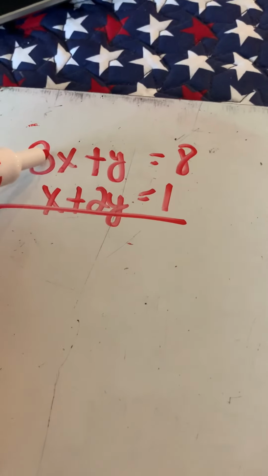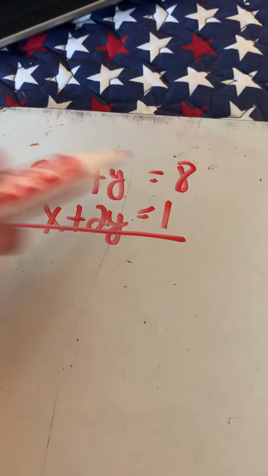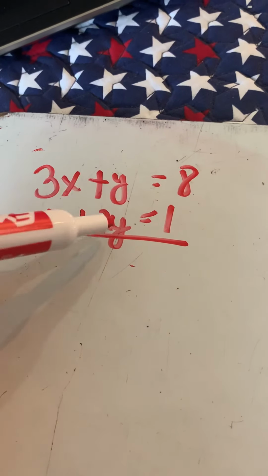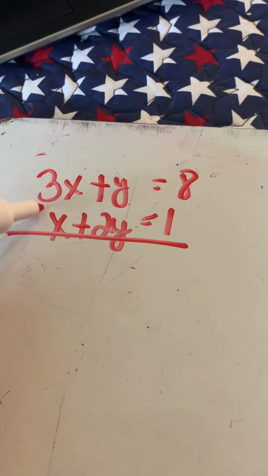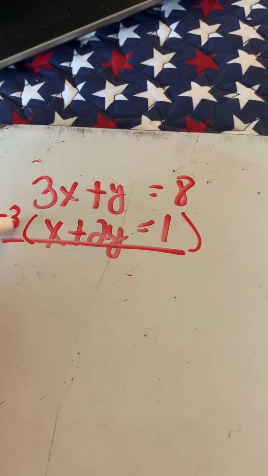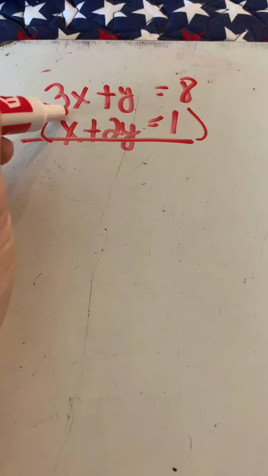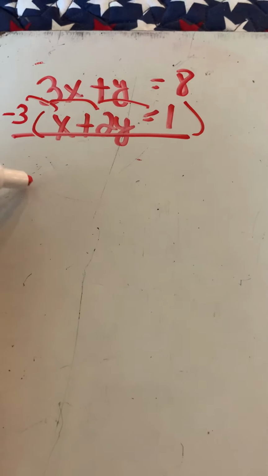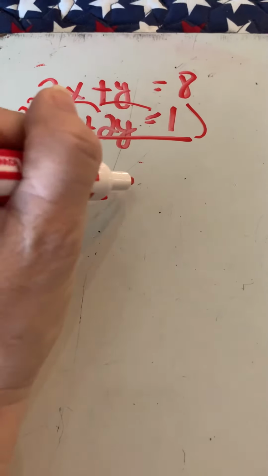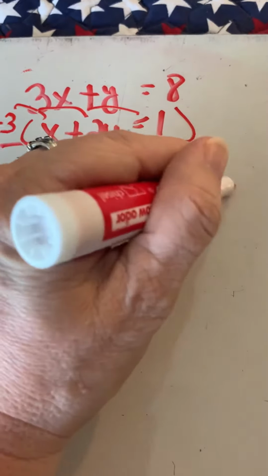You could multiply the top by a -2, and that would be able to cancel out the y's, or you could multiply the bottom by a -3. Because you want opposite coefficients. That's the whole idea. So I'm going to distribute the -3 to each term here. So I have -3x minus 6y equals -3.